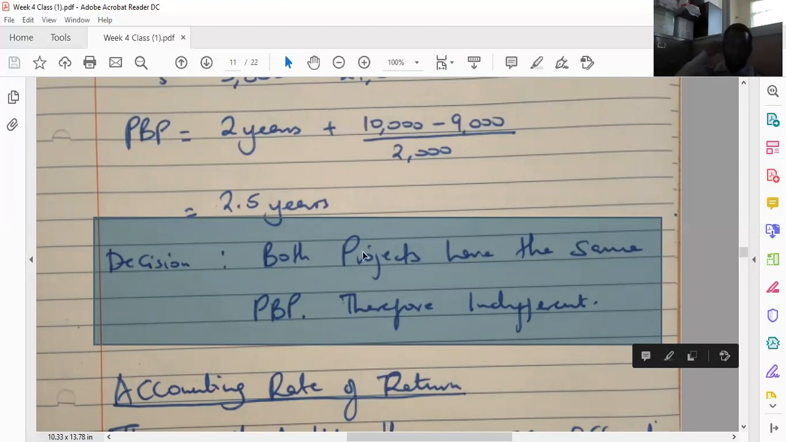So that's the payback period. It has the advantage of being simple to calculate. It also has the advantage of being easy to understand and easy to apply. But the main disadvantage of payback period is it ignores cash flows after the payback period.